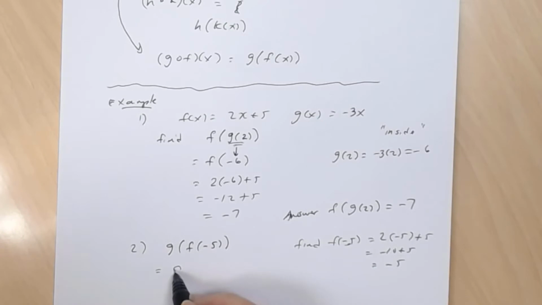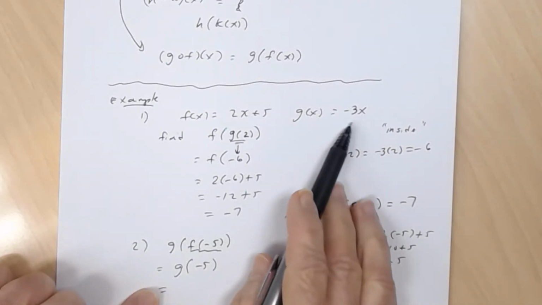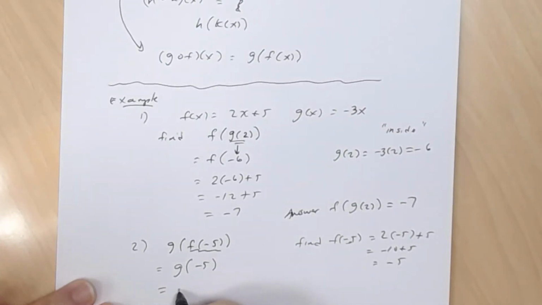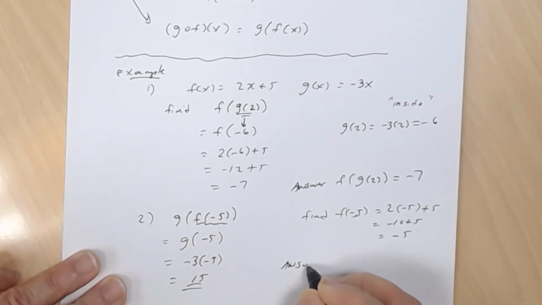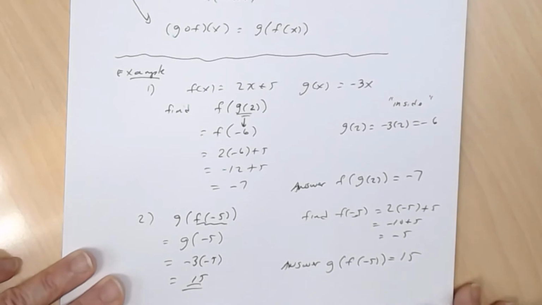So now this becomes g of, I found this, right? That's this. So now all I've got to do is find g of negative 5, and there's my answer. So g of negative 5 means I go to my function g, and where we see the variable x, I substitute negative 5. So it becomes negative 3 times negative 5, which is a positive 15. And so your answer, then, you're going to say g of f of negative 5 is equal to 15.